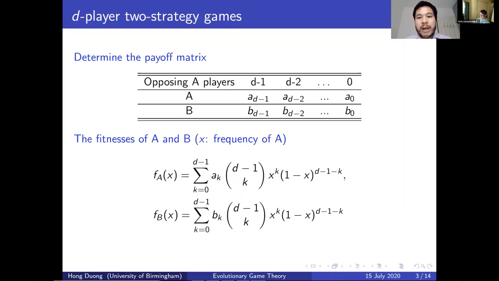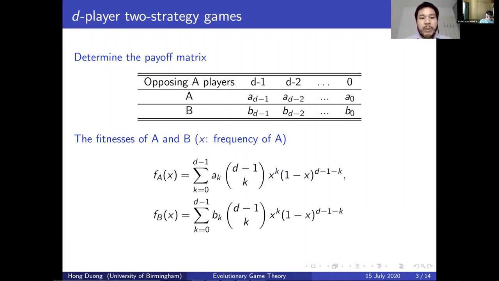For example, A_{d,1} is the payoff of strategy A when interacting with a group of all other A players. And A_{d,2} is the payoff of strategy A when interacting with a group consisting of d-1 other players that have d-2 A players and 1 B player. Similarly, we can compute the payoff for strategy B.